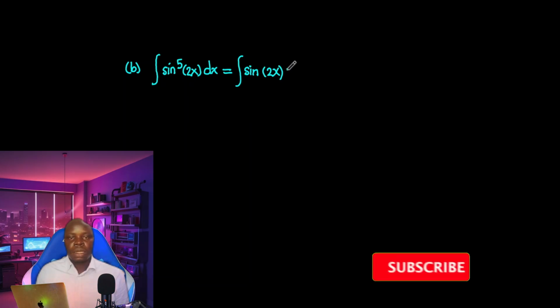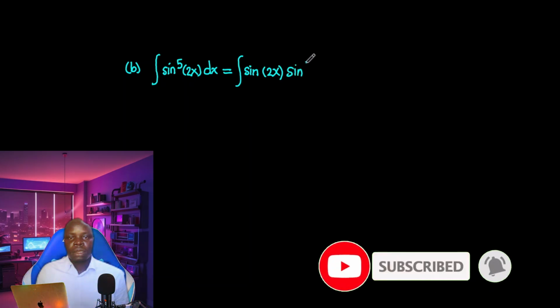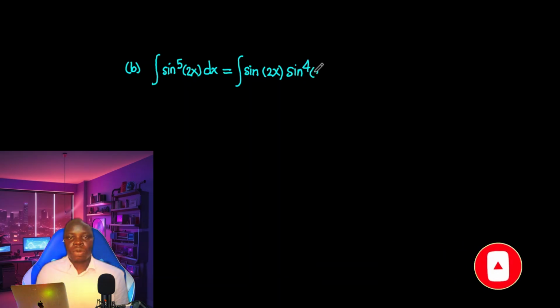Let us switch colors to part B, and part B says integrate sine to the power of 5 of 2x with respect to x. So the next thing here is to rewrite, splitting it into 2, where we have sine of 2x, and again we have sine to the power of 4 of 2x with respect to x.